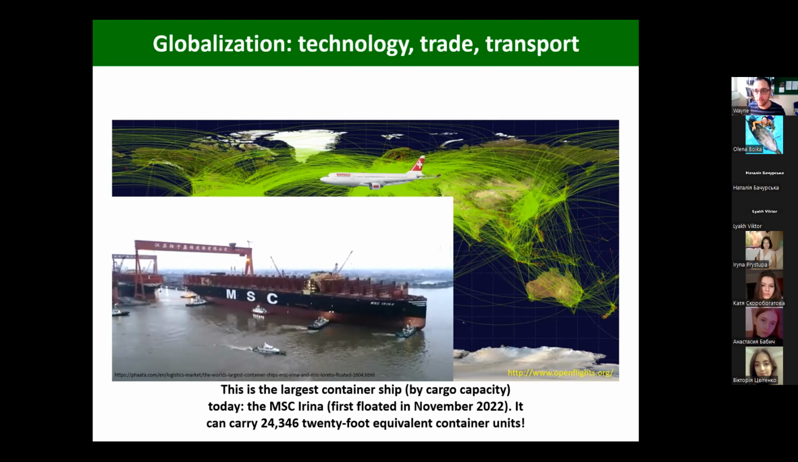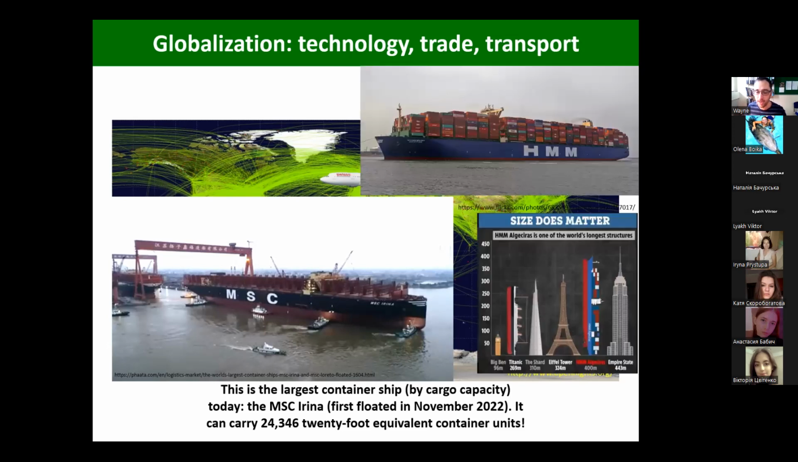And just again, to give you some idea of the size of these ships, this was a former world record holder, the HMM Algeciras. It's almost as tall as the Empire State Building if you stood it up from one end to the other. So very big ships, very big volumes of trade, very large potential for introducing species to new parts of the world.